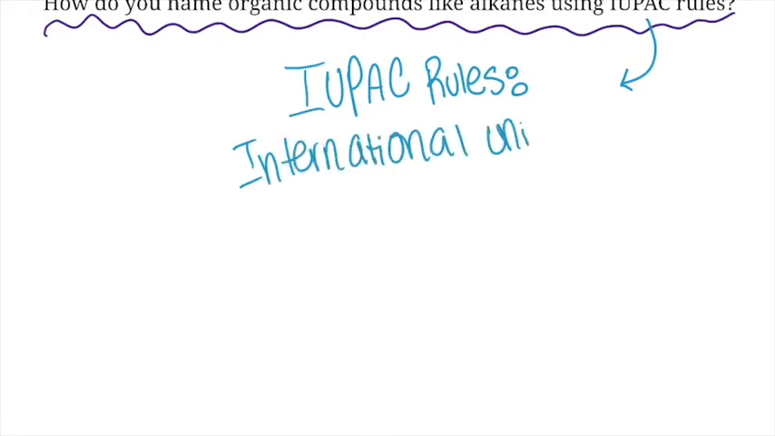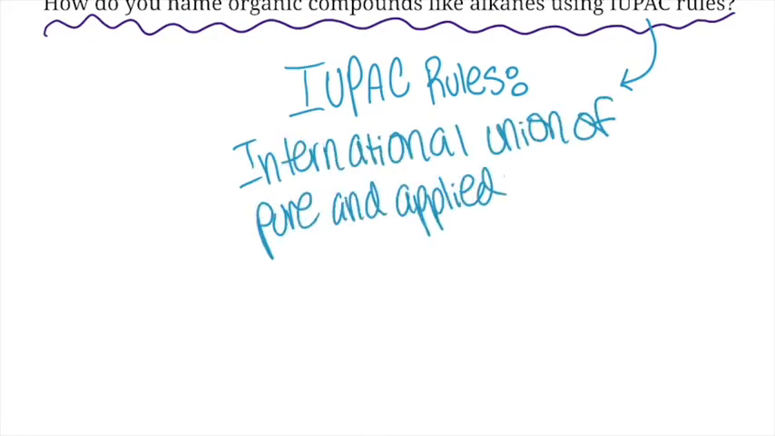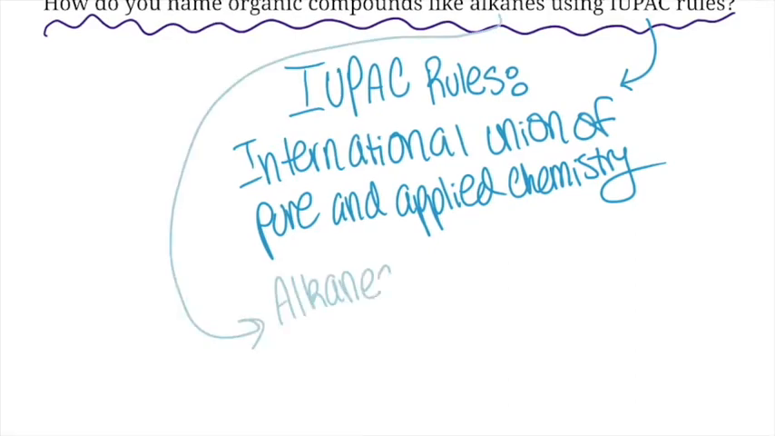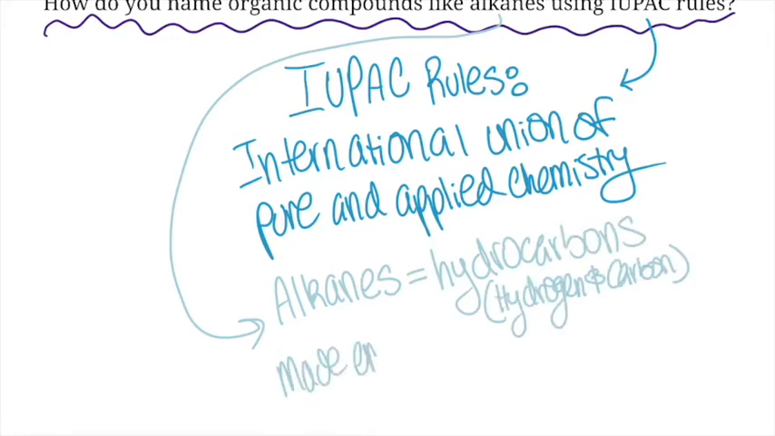IUPAC stands for the International Union of Pure and Applied Chemistry, which is an international federation of national adhering organizations that represents chemists in individual countries and which are best known for standardizing nomenclature in chemistry and in other fields of science as well. Alkanes are hydrocarbons, compounds that consist of hydrogen and carbon atoms made entirely of single bonds.